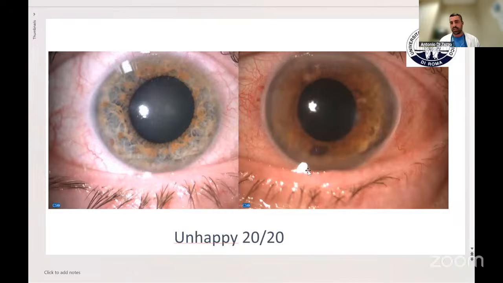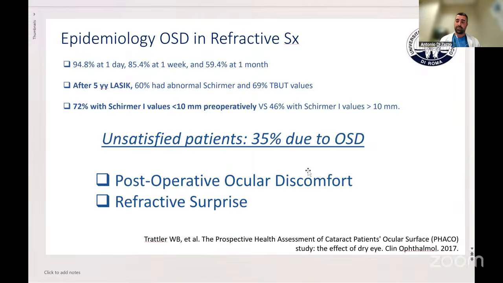This makes our patients unsatisfied. Although they can see a wolf from 1,000 kilometers, they are still not happy about the surgery because of ocular discomfort and sometimes what we call refractive surprise. For LASIK, up to 5 years, 60% of patients have abnormal Schirmer and alteration of breakup time, starting from day 1 to 5 years, changing a little within these years. 35% of patients have ocular discomfort after refractive surgery, whether cataract or laser.